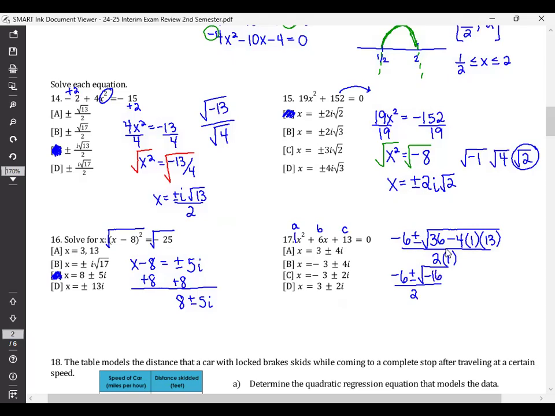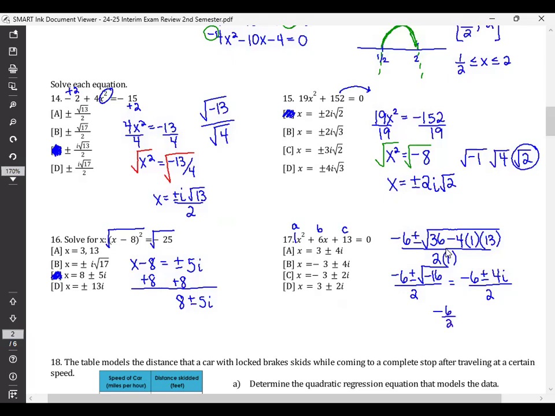Should get negative 16. And then we're going to keep going as far as we can. Well, the square root of negative 16 is the same thing as 4i. So again, we can square root 16 and get 4, and then the negative is your i. And then now I can keep going. I can reduce.